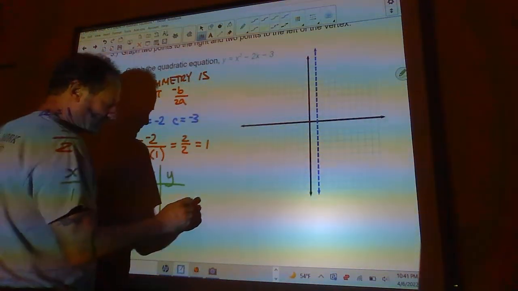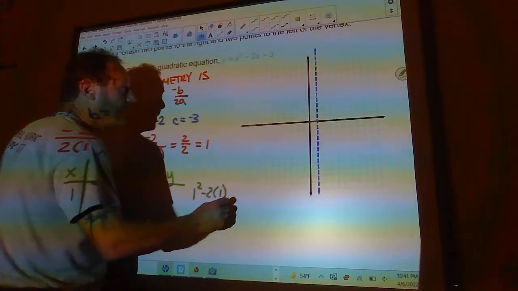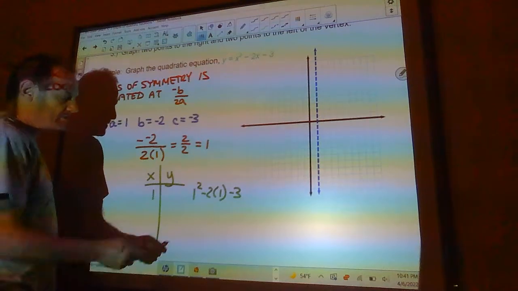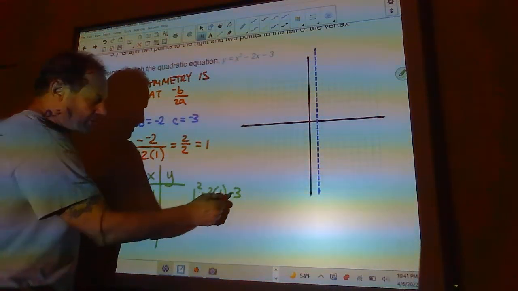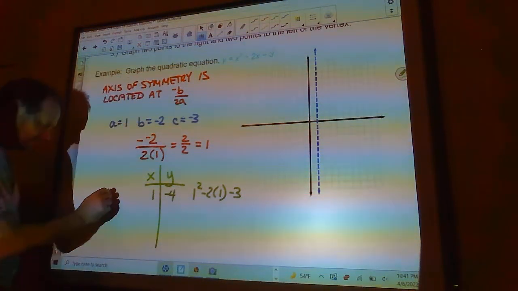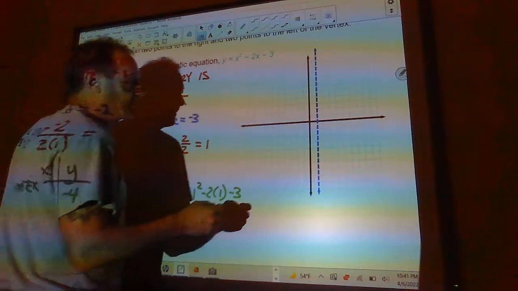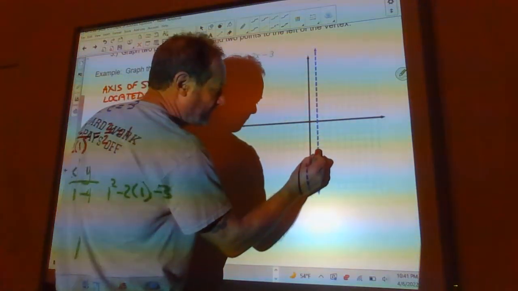Okay, so x is 1. That'd be 1 squared minus 2 times 1 minus 3. So that's going to be 1 minus 2 is negative 1, minus 3 is negative 4. This is my vertex right here. And I'm going to go ahead and put that on the graph: 1, negative 4.